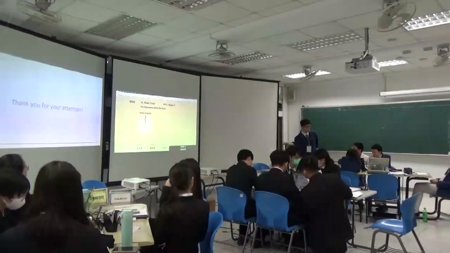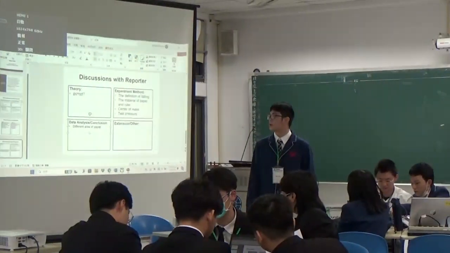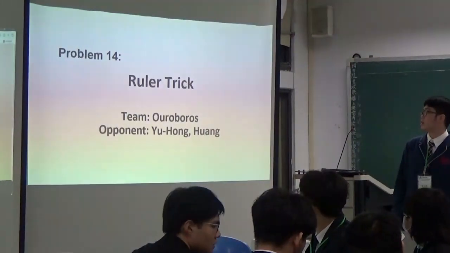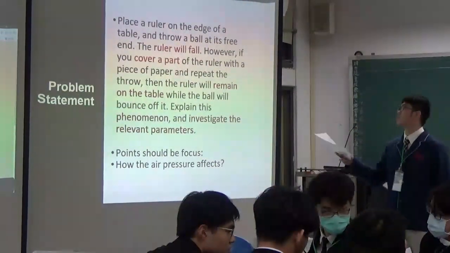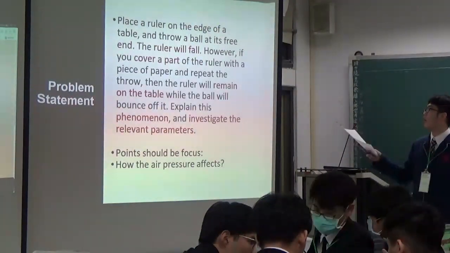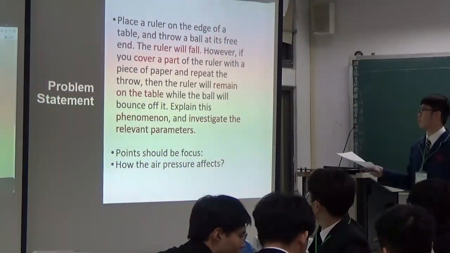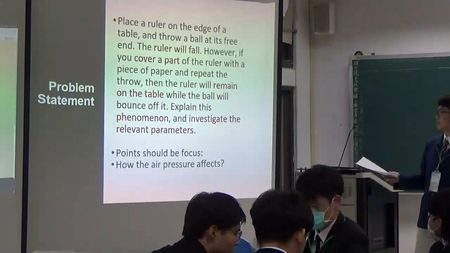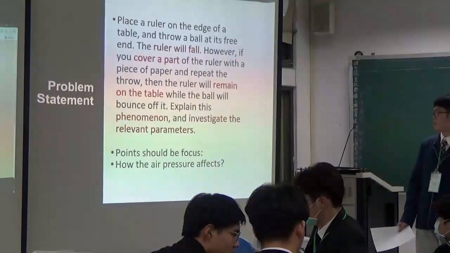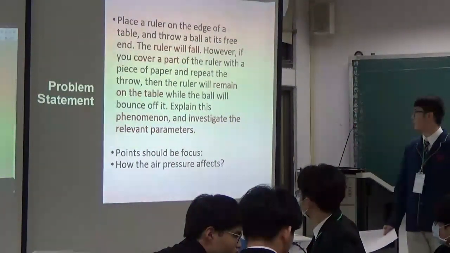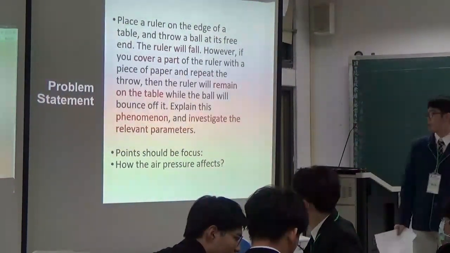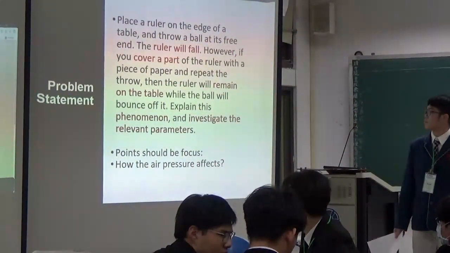Territories and battles competitors. I'm the opponent from Team Forward. And today I am going to oppose problem number 14, ruler trick. This is the problem statement. Place a ruler on the edge of the table and throw the ball at its free end. The ruler will fall. However, if you cover a part of the ruler with a piece of paper and repeat the throw, then the ruler will remain on the table, while the ball will bounce off it. Explain this phenomenon and investigate the relevant parameters. And the main focus of the reporter is how the air pressure affects it.